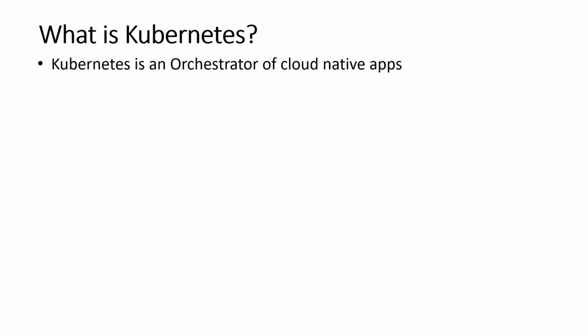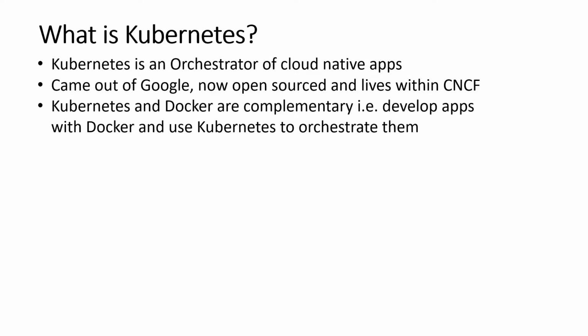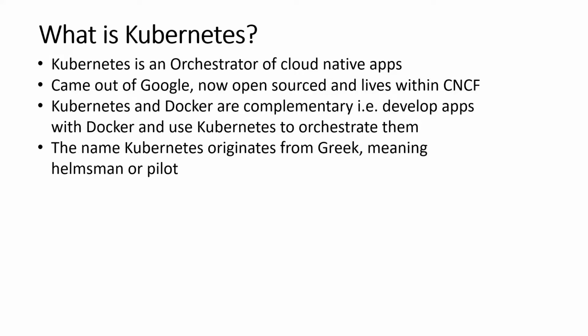So, what is Kubernetes? Kubernetes is an orchestrator of cloud native apps, meaning it deploys and manages microservices. It came out of Google and is now open sourced and lives with CNCF, which is the Cloud Native Computing Foundation. Kubernetes and Docker are complementary, meaning it's common to develop your apps with Docker and use Kubernetes to orchestrate them. The name Kubernetes originates from Greek meaning helmsman or pilot. It's often shortened as K8s, where the 8 represents the number of letters between the first letter K and the last letter S.